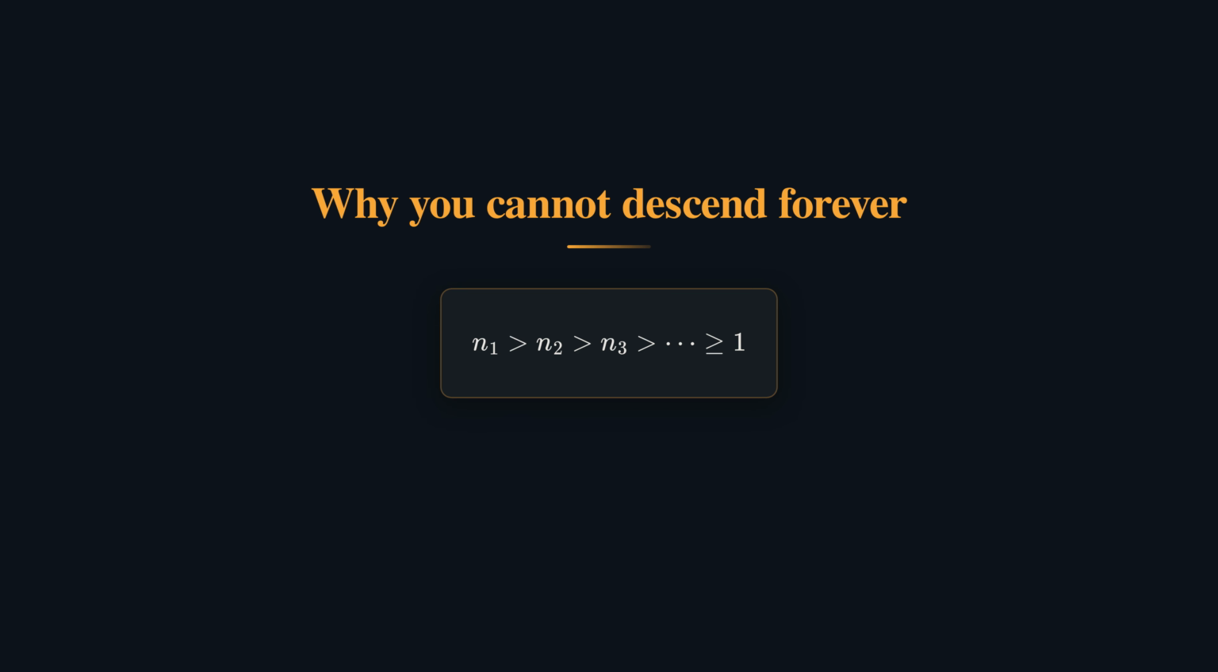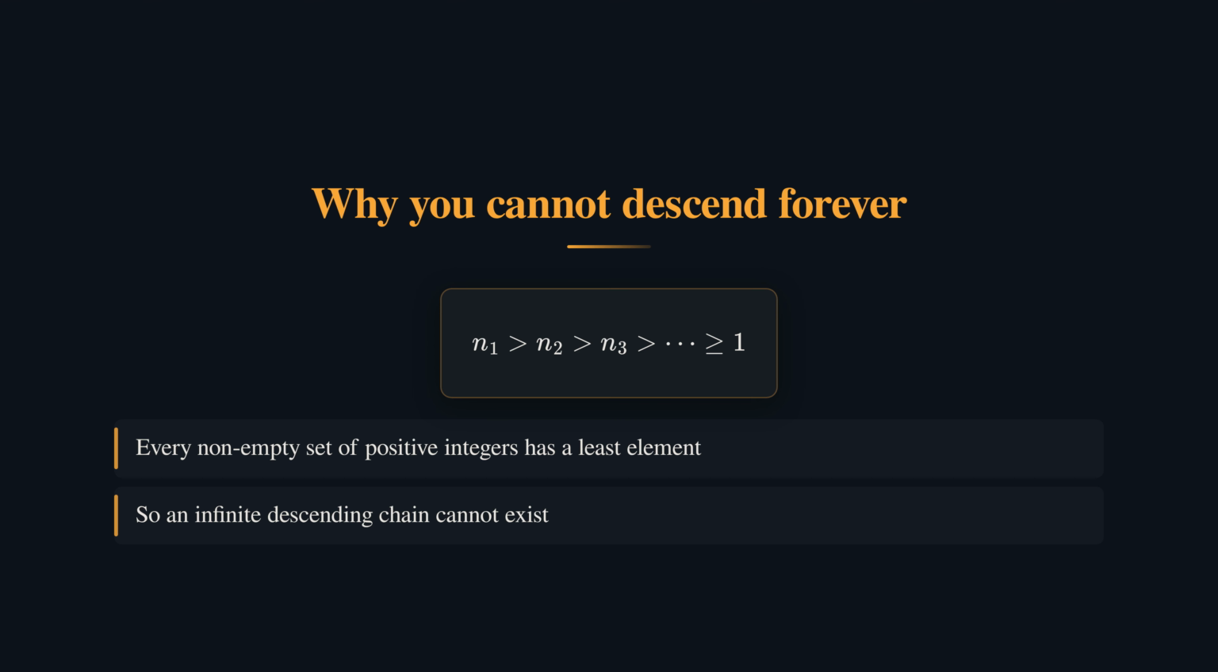A strictly decreasing chain of positive integers running on without end. Every non-empty set of positive integers has a smallest member. That is the well-ordering principle. So an infinite descending chain is impossible. Producing one is therefore a proof that whatever you assumed at the start was false.